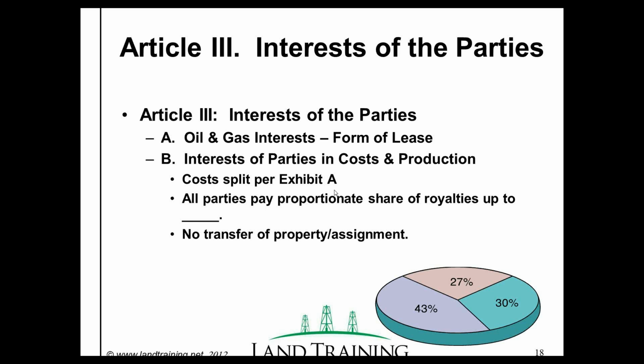And all parties pay their proportionate share of royalties up to a certain amount. Usually they'll fill in a blank here. It could be 1/8, it could be 3/16, but anything over that amount, I'll show you how that works in a minute. And nobody can transfer their property without an assignment. So again, because we're dealing with real property, it's got to be in writing.